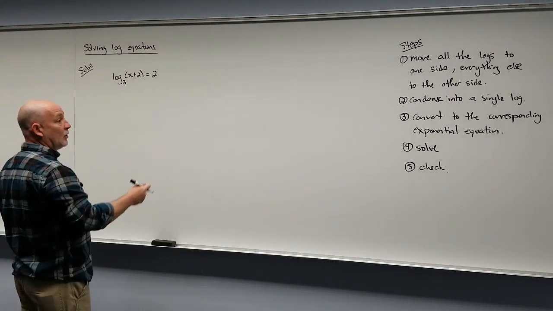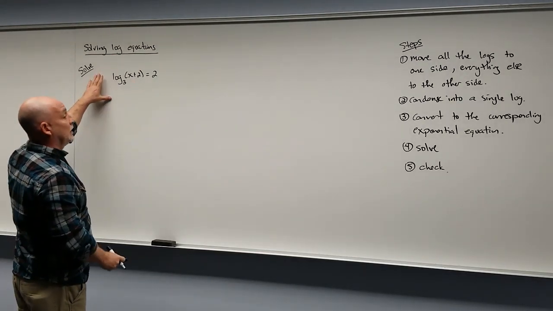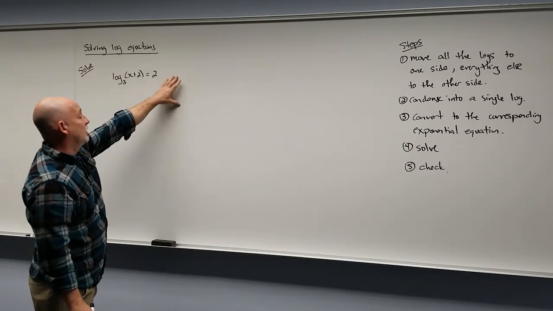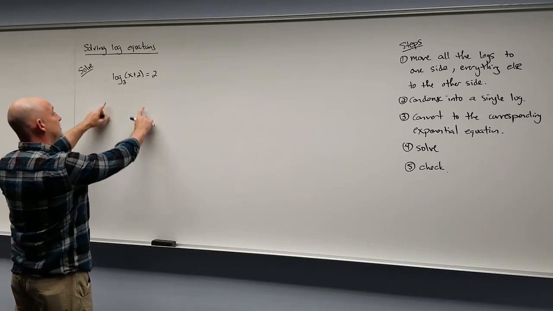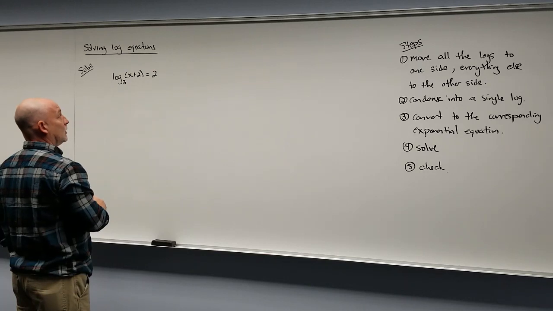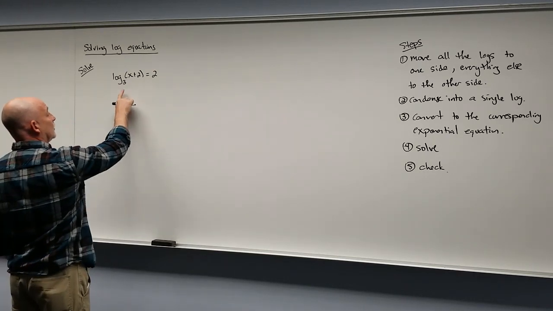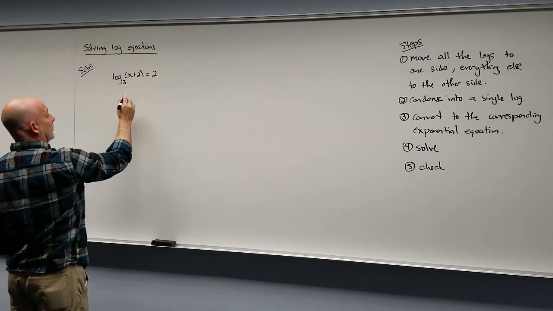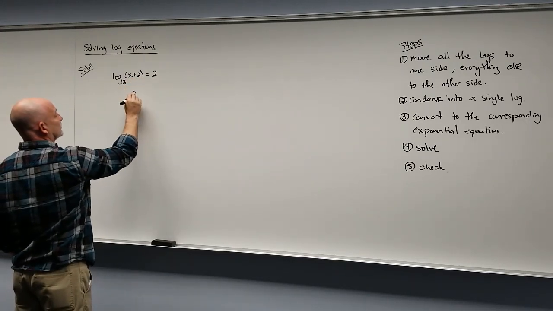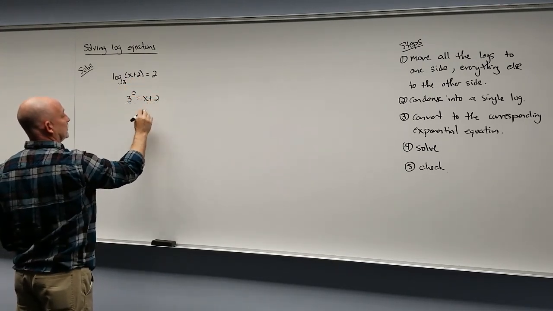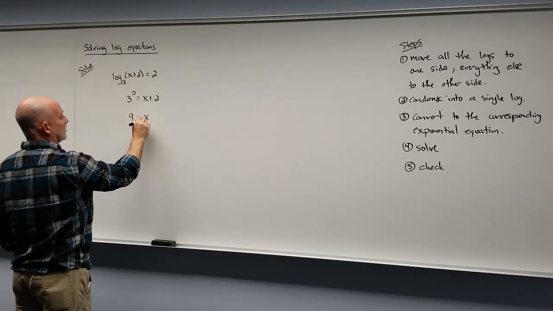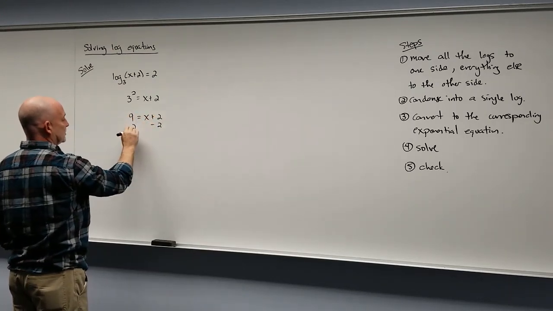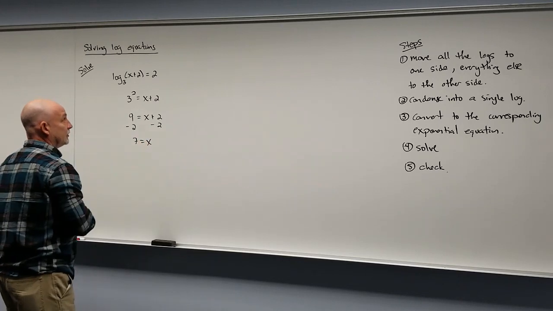So let's go ahead and follow our steps. Move all your logs to one side, that's done. Everything else to the other, that's good. Condense into a single logarithm, I only have one logarithm here. Convert to the corresponding exponential equation. So 3 squared equals x plus 2. So we get 9 is equal to x plus 2. That's nice and easy to solve. So we get x is equal to 7.